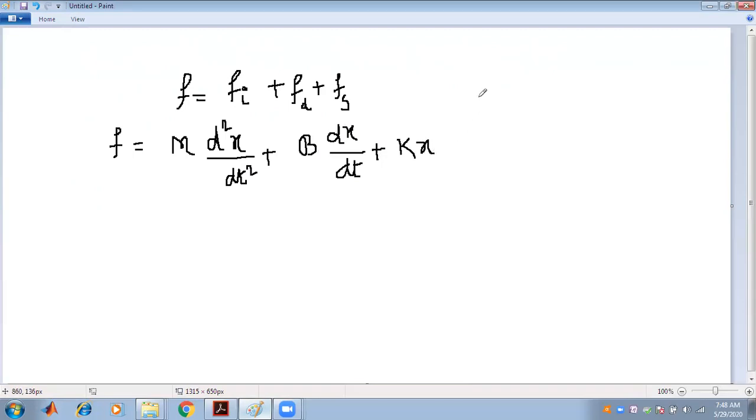Now we are trying to find the transfer function. Transfer function means it is the output by input in the Laplace domain, where all the initial conditions are zero. So there are no initial conditions. Here the output is the displacement X(s) and the input is the force F(s). We give a force to a mass M and a displacement X occurs.